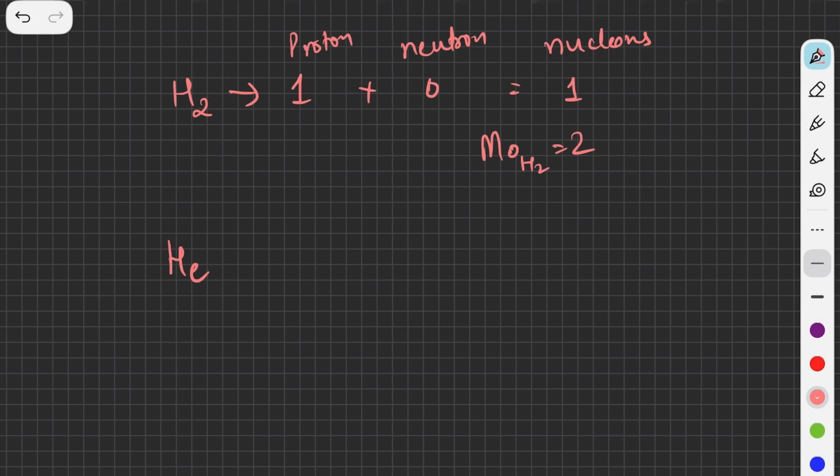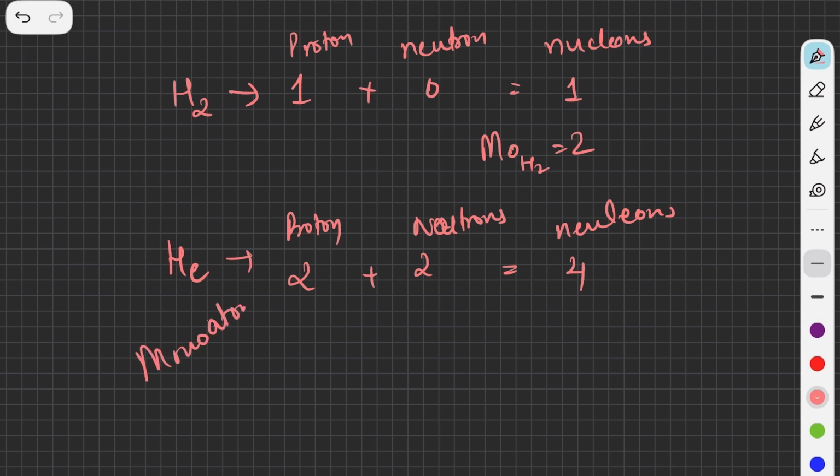Same way if I go for helium, helium stands on second in the periodic table. So it has 2 protons and it has 2 neutrons. And this will make number of nucleons as 4. Now the speciality of helium is it is a monoatomic gas, and this was a diatomic gas. Now what is mono and diatomic gas? I have explained it in pretty detail in one of the previous videos where we had found out the specific heat capacities. So you can go and watch those videos. And so molar mass for helium is 4.